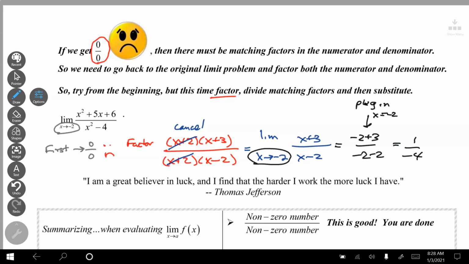So this limit, when I'm all done, is equal to -1/4. Okay? It's not 0 over 0. You can't leave it as 0 over 0. You have to do more work.